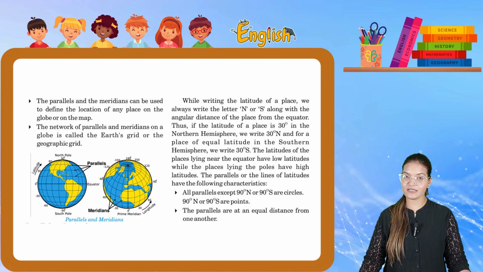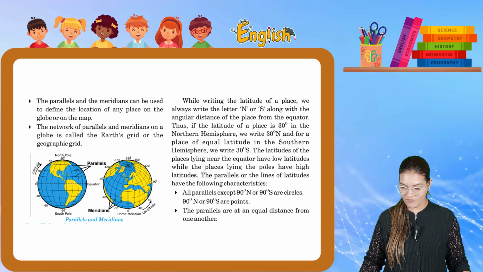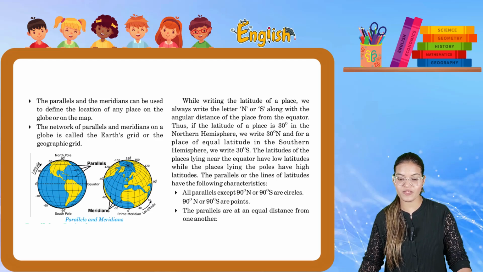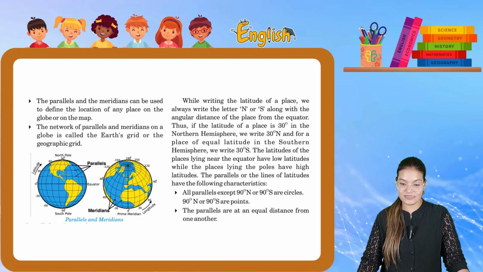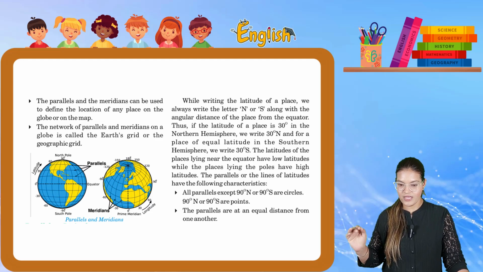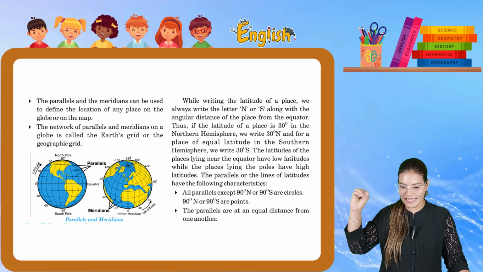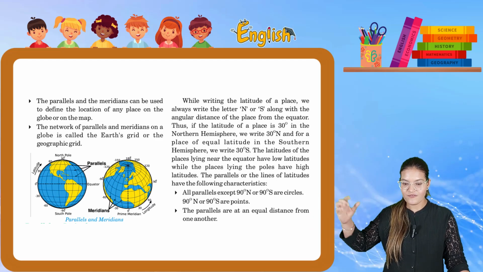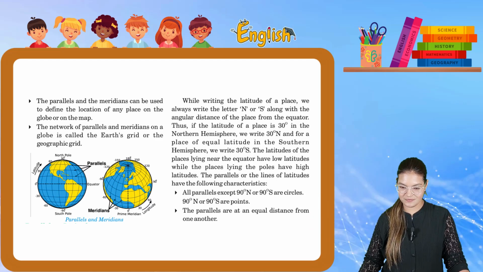While writing the latitude of a place, we always write the letter N or S along with the angular distance of the place from the equator. Thus, if the latitude of a place is 30 degree in the northern hemisphere, we write 30 degree N. मतलब हम पूरा नहीं लिखेंगे उसको, 30 degree N लिखेंगे. And for a place of equal latitude in the southern hemisphere, we write 30 degree S.